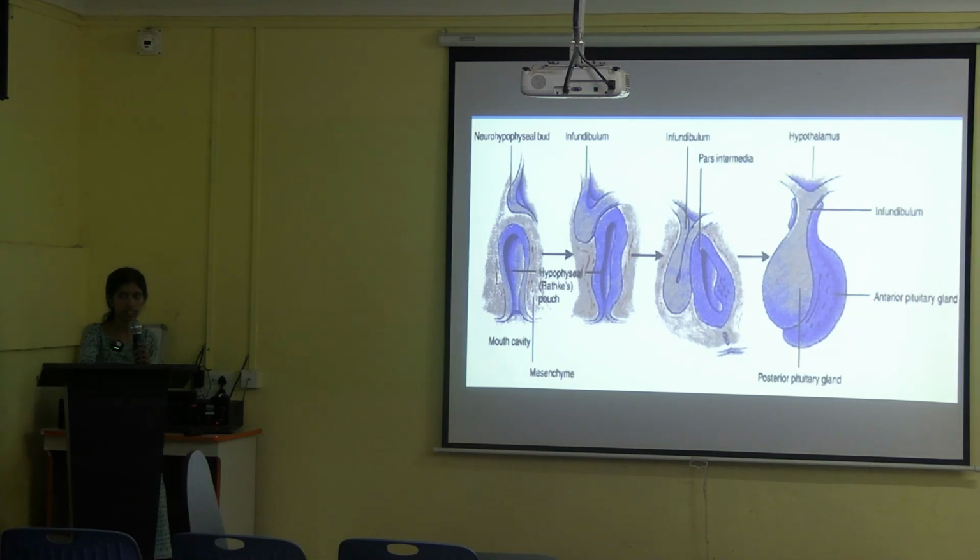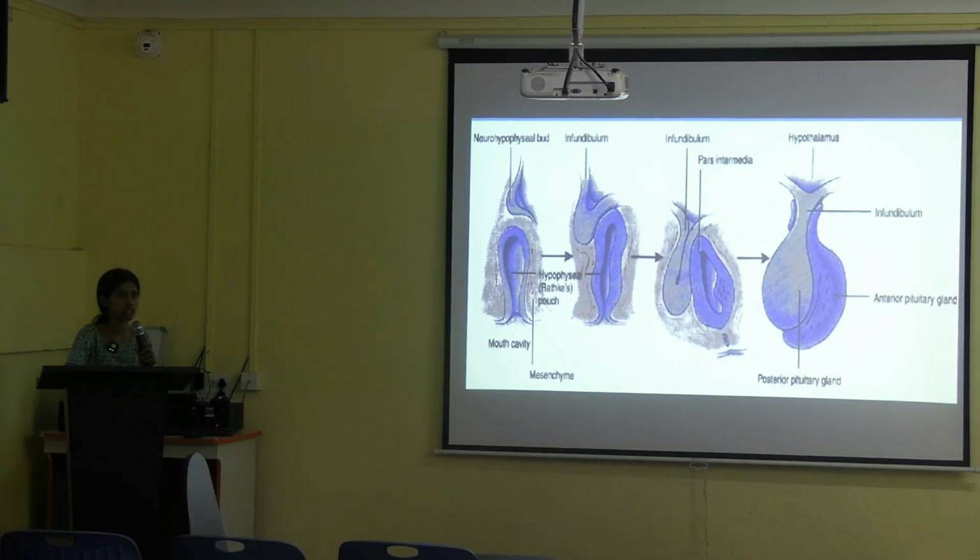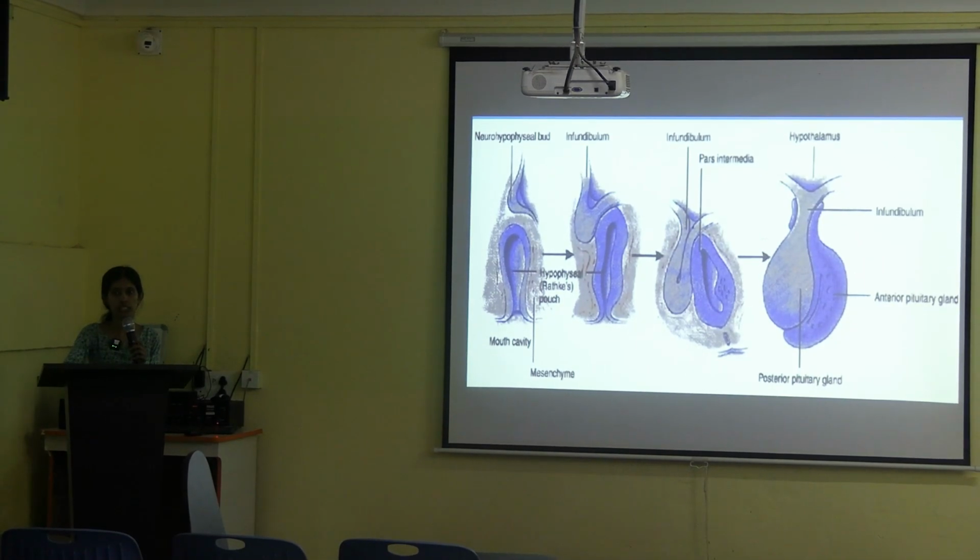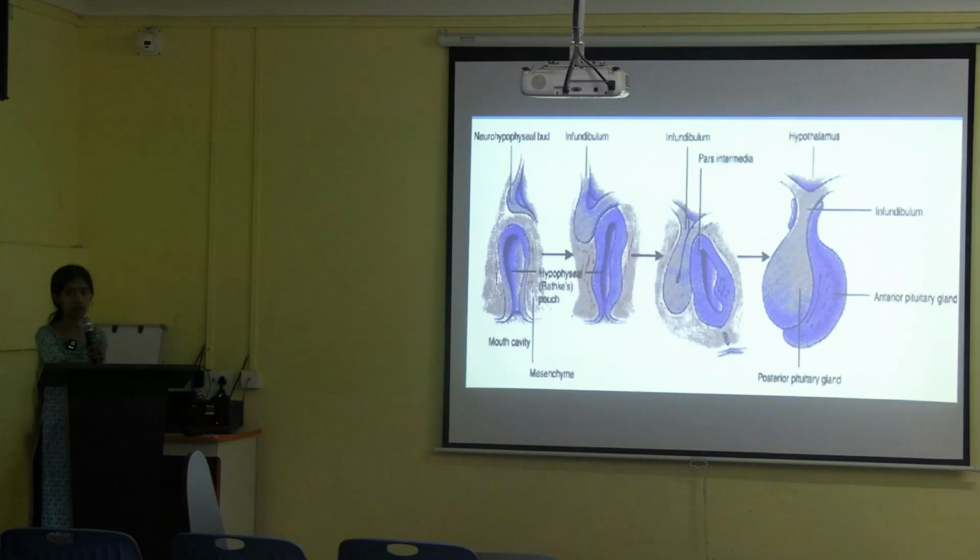Okay, what about the clinical part? Congenital anomalies of the pituitary gland. Okay, absence of pituitary gland is called agenesis of the pituitary gland. So during the 3rd week of development, if there is no formation of hypophyseal bud and neurohypophyseal bud, it will lead to the absence of the pituitary gland in the baby or in the adult. That condition is called agenesis of the pituitary gland.